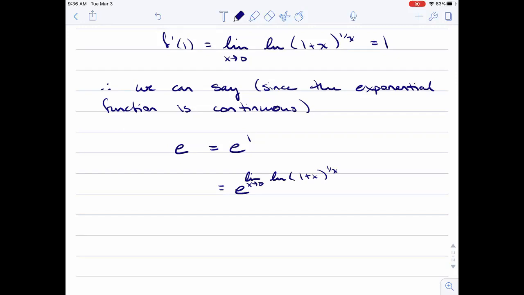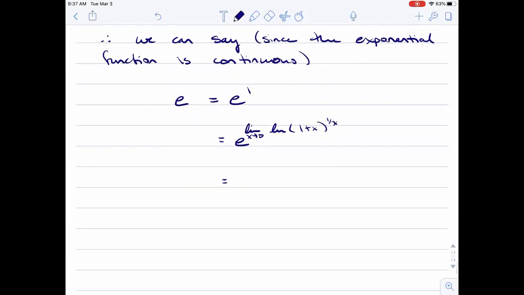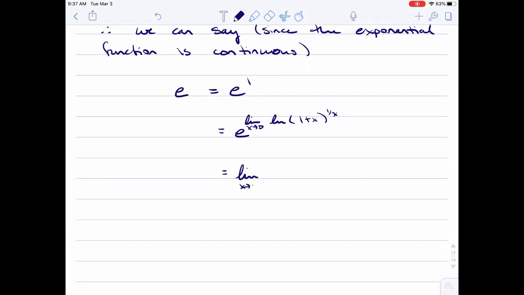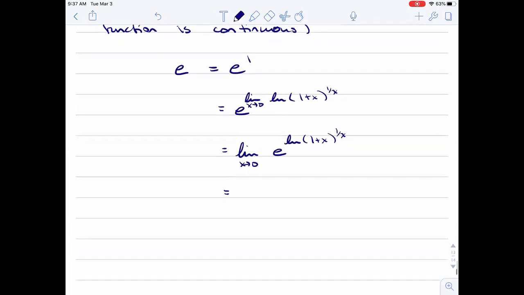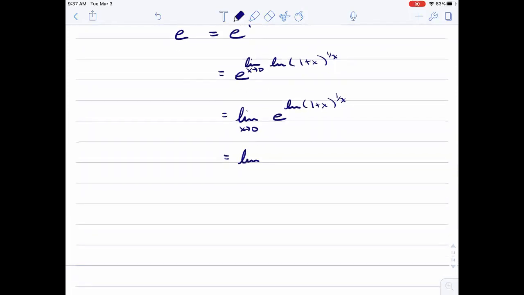Now, because e is continuous, I can bring that limit outside. And that's from when we were dealing with limits. The limit as x goes to 0 of e to the power of the natural log of 1 plus x to the 1 over x. Well, e to the natural log is just going to give you, well, 1. It kind of disappears, right? And so, because it's the inverse, what we're left with is the limit as x goes to 0 of 1 plus x to the 1 over x. So now, what we've done all along here, we've got e. So we've established that e is the limit as x goes to 0 of 1 plus x to the power of 1 over x.